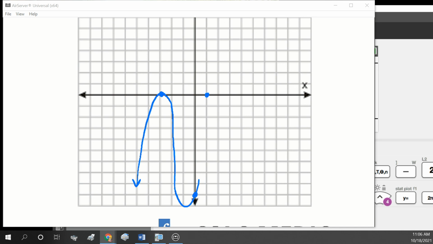And then it's going to continue going down because it can't curve back up since it's not going to touch the x-axis again. Okay, and then going to the right from the y-intercept, I am going to cross when x is 1, but I'm going to bend. There it is. That's a decent graph for that function.